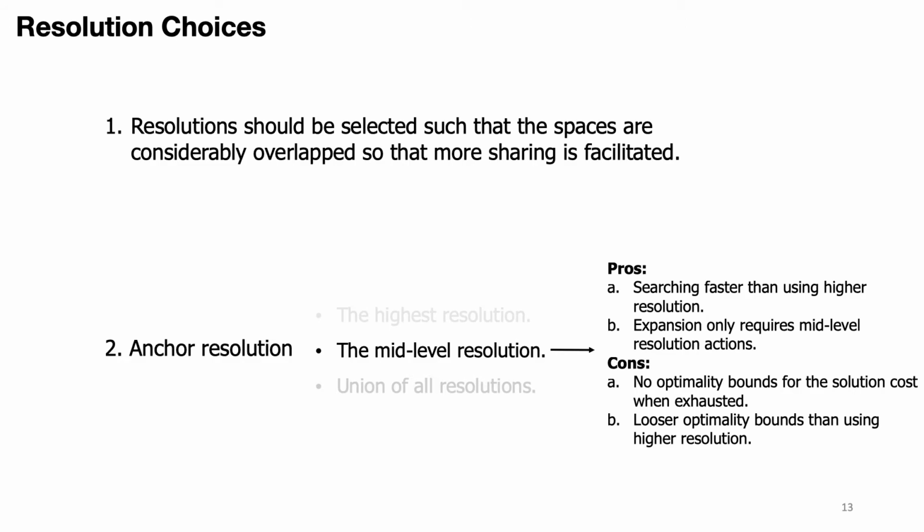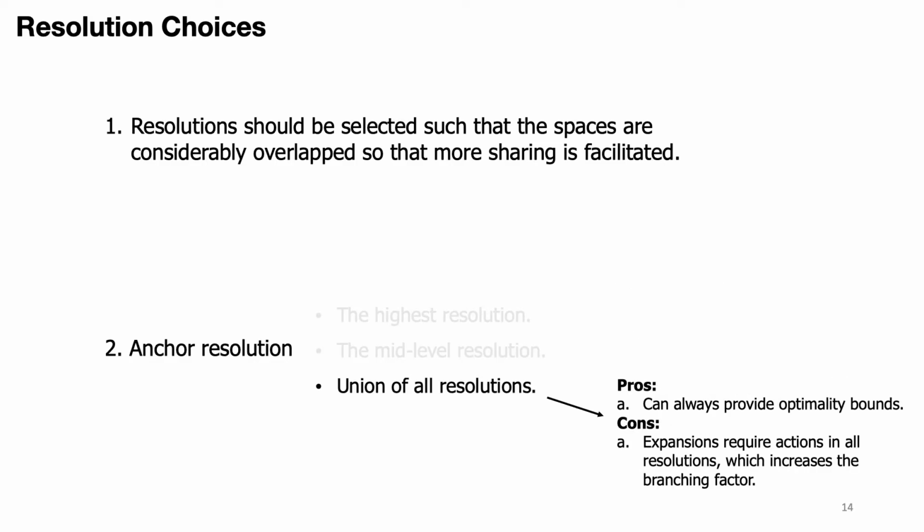We can also choose the mid-level resolution. Then the anchor search will march faster because of larger step size, and anchor search will only consider the set of actions required in mid-level resolutions. But similar to using high-level resolution, there will be no bounds for the solutions when anchor search is exhausted. And compared to high resolution space, the optimality bound will be looser.